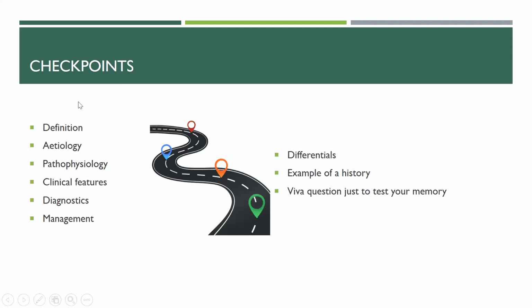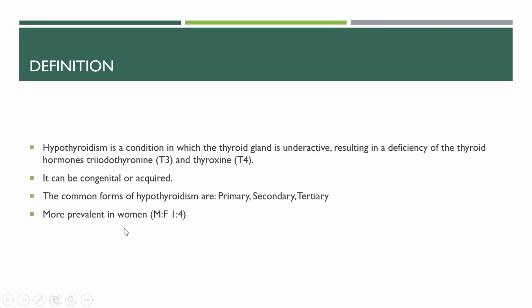We're going to go through the definition, the etiology, the pathophysiology, the clinical features, then diagnostics and management. Of course, there'll be differentials. Then I will give you an example of a history and then a Viva question just to test whether you've been listening. The Viva question will be more or less all of this, not so much on management, but definitely a lot more on this. Okay, so let's begin.